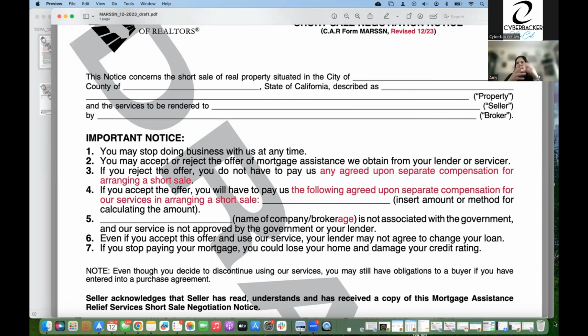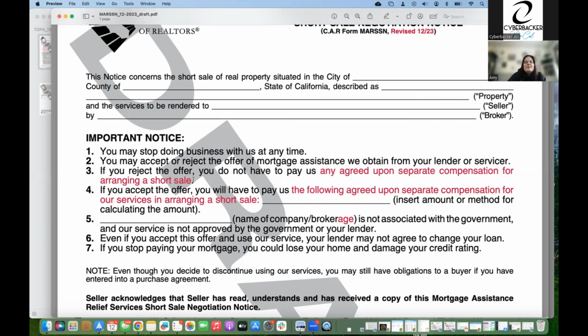Back in 2006, 2008, about 95% of properties were probably short sales. They were either short sales or foreclosed. Here it just says, important notice. The changes were number 3. If you reject the offer, you do not have to pay us any agreed upon separate compensation for arranging the short sale, right?